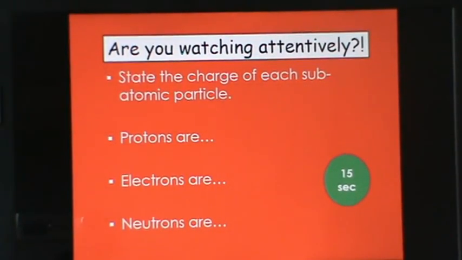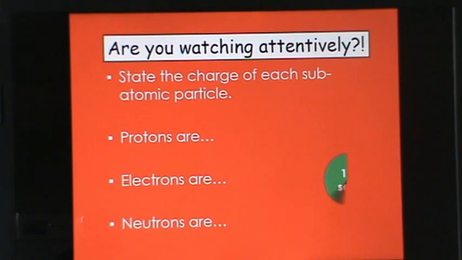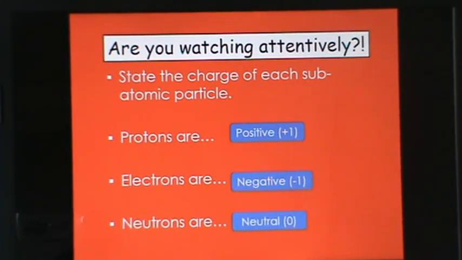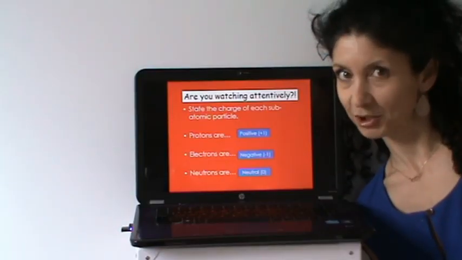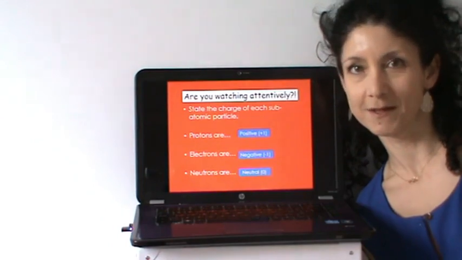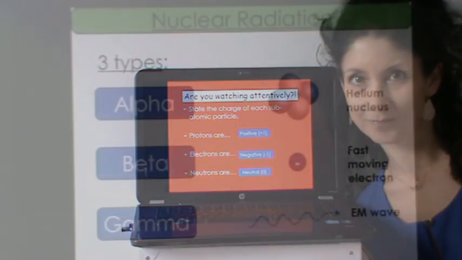Hey people, are you actually watching and listening attentively? Well, let's see if you are. You should be able to state the charge of each subatomic particle. 15 seconds. Answers coming up. Protons are positive, electrons are negative, and neutrons are neutral. I sincerely hope you got all three of those. If not, pay closer attention to the next section.